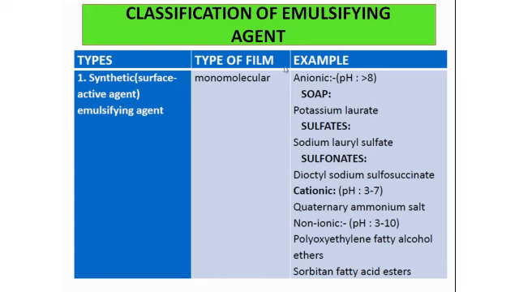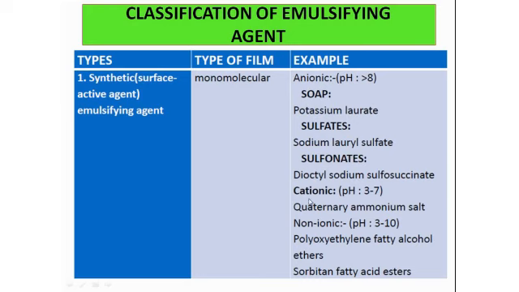They generally form a monomolecular type of film over the dispersed phase. Regarding this monomolecular film, we are going to discuss in our next class, where we discuss the theory of emulsification, right? So just simply remember, they form a monomolecular type of film. Examples of synthetic surfactants: we have anionic surfactants, which have a pH greater than 8. Example is soap, potassium laurate. In the sulfates, we have sodium lauryl sulfate. In the sulfonates, we have dioctyl sodium sulfosuccinate.